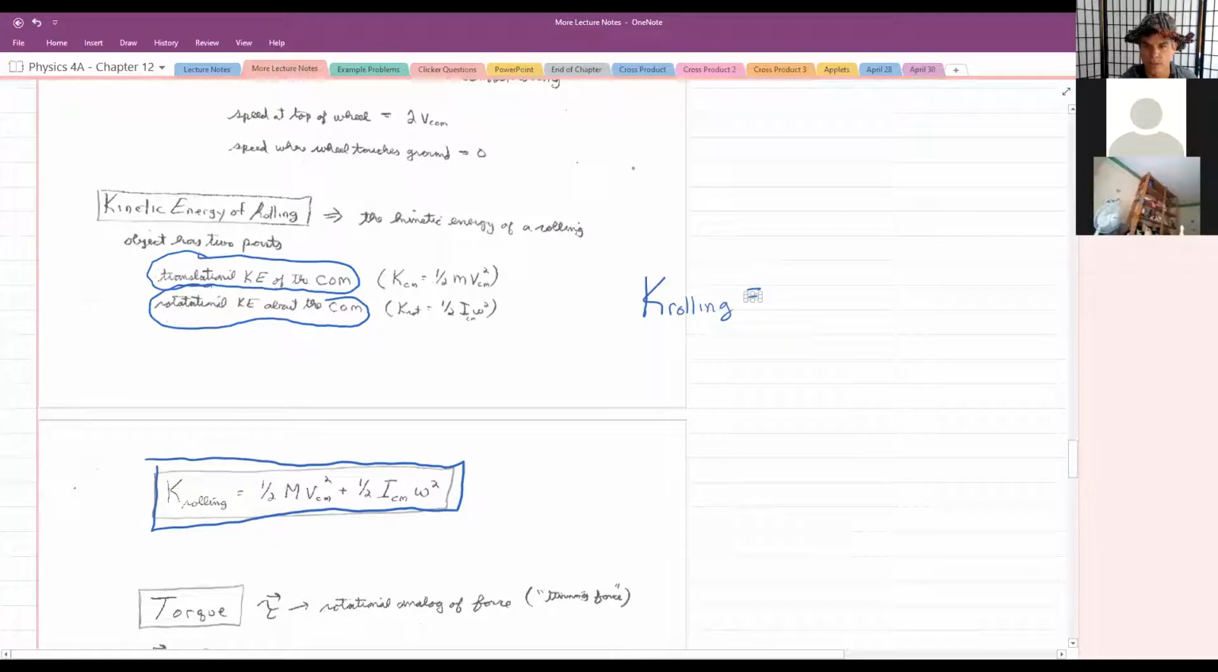going to be 1/2 m, the speed of the center of mass squared, plus 1/2 the moment of inertia times omega squared. And this is the moment of inertia about an axis passing through the center of mass. Any object naturally rolling will roll about an axis through its center of mass. So this is my translational piece, and this is my rotational piece.